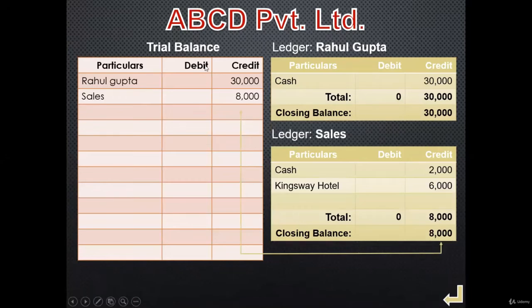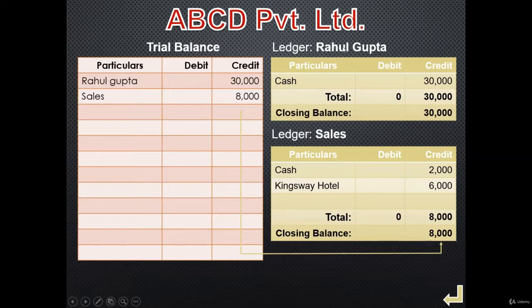Now in the trial balance, there are three columns, that is particulars, debit and credit. This is a very simple report that you will prepare. First of all, in particulars, you have to write the name of the ledger, and in debit side, you have to write the debit amount. In credit side, you have to write the credit amount from the particular or individual ledger.